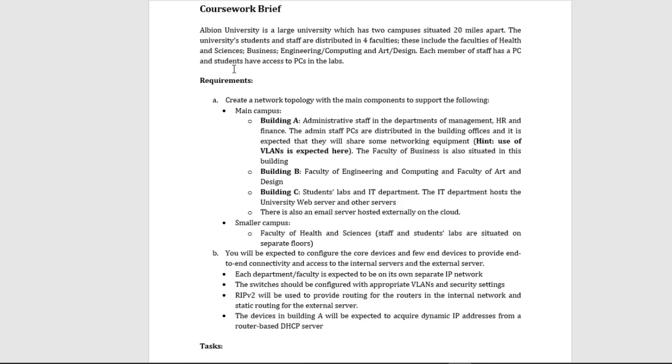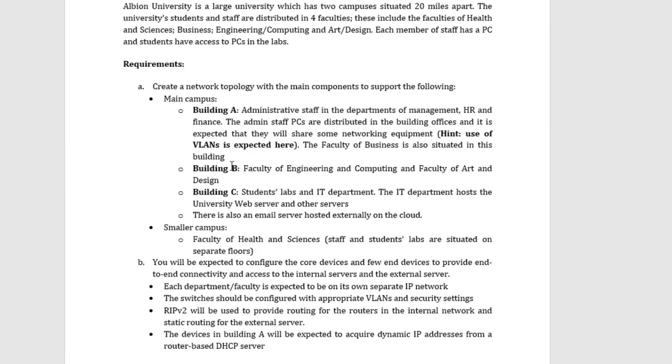So these are the requirements. Create a network topology with the main components to support the following. In the main campus, we have three buildings, building A, B, and C. And under building A, we have how many departments? Administrative staff, HR, and finance. Then we are told that the admin PCs are distributed in the building offices, and it's expected that they will share some networking equipment. Okay? Then we have been told that inter-VLAN use is expected here. Okay. The Faculty of Business is also situated in this building. So basically, building A will host how many departments? Four departments: administrative staff, HR, finance, and business departments.